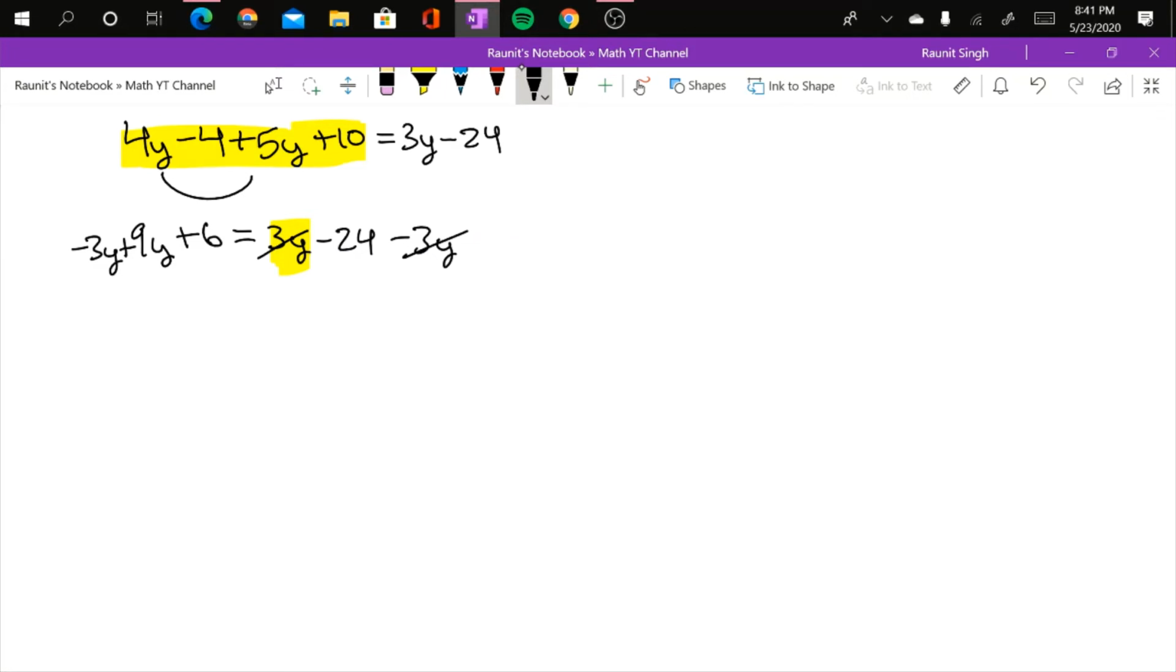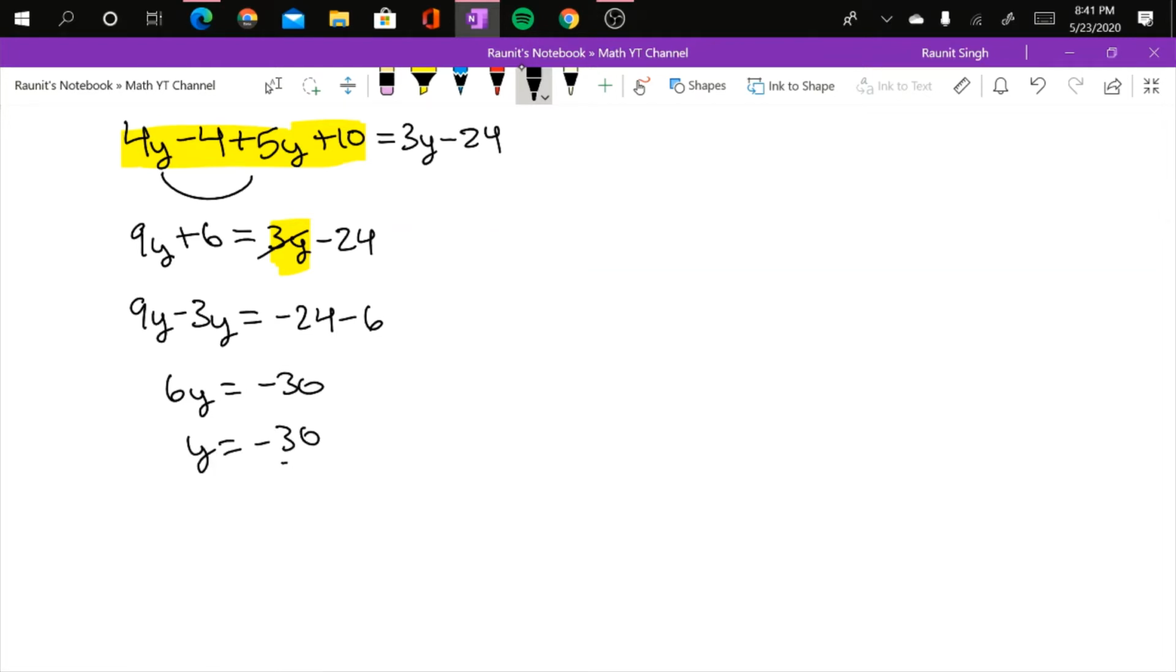So same thing we would do for the 6. If we wanted to bring the 6 over there, we'd do minus 6 over here, and then we do minus 6 over here as well. So now let's do that, and when we do that, we get 9y minus 3y, and equals negative 24 minus 6. So we have 6y is equal to negative 30, and then we have y is equal to negative 30 divided by 6, which is equal to negative 5.